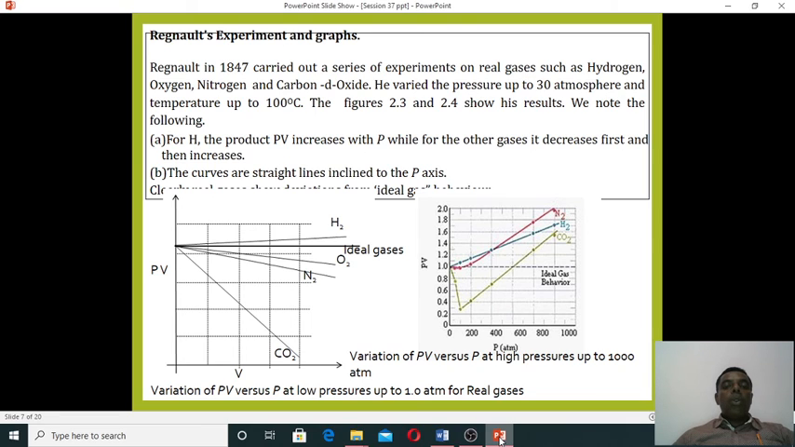Another one we have: this is an experiment carried out in the year 1847, a series of experiments on real gases such as hydrogen, oxygen, nitrogen, carbon dioxide. He varied pressure up to 30 atmospheres and the temperature up to 100 atmospheres, as shown in figure 2. These figures show the results. We know that for hydrogen, the product of PV increases with pressure, while for other gases it decreases first and then increases. So the curves are straight, inclined to the pressure axis.